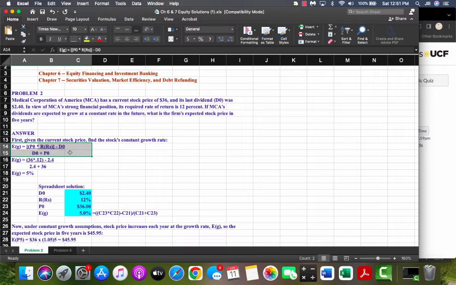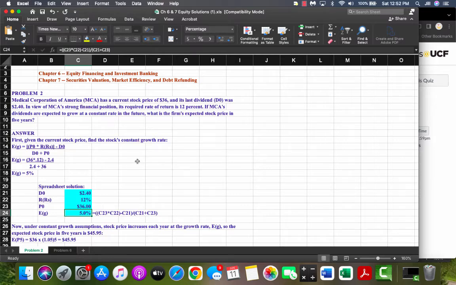So here we have our equation for the constant growth rate, because that's what we're looking for here. We want to know the constant growth rate for this particular stock, and then we're able to calculate the expected stock price in 5 years. So we have our dividend, which was $2.40 up here. We have our required rate of return, which is 12%. We also need the P0, which is our current stock price, $36. And then we're calculating for the growth rate.